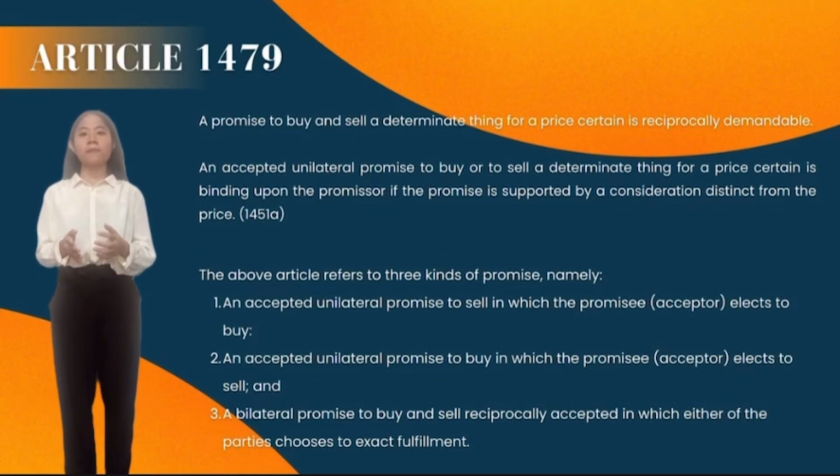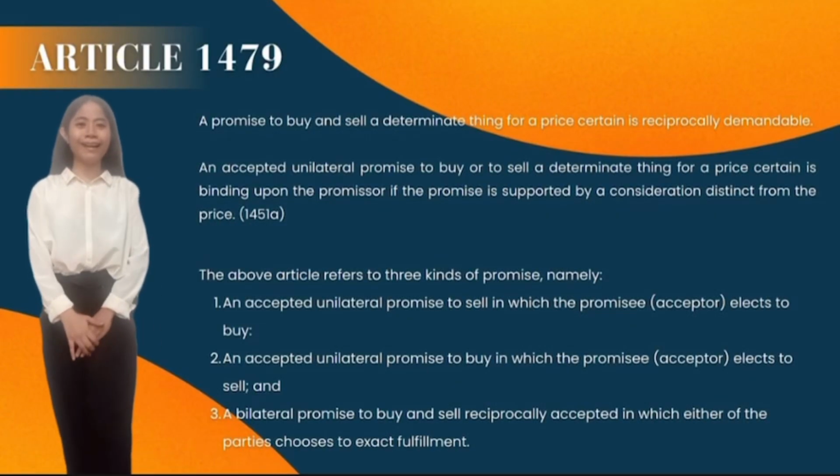Number one is the accepted unilateral promise to sell, where the seller gives the promise and the buyer accepts the promise and gives consideration. Number two is the accepted unilateral promise to buy, where the buyer gives the promise and the seller accepts the promise and gives consideration. Number three is the bilateral promise to buy or sell reciprocally accepted. It is mutual, immediately binding, and reciprocally demandable, where either party can compel the other to perform.